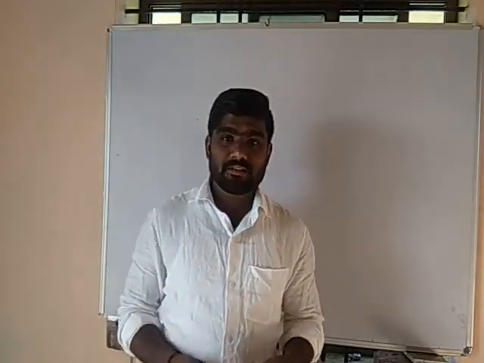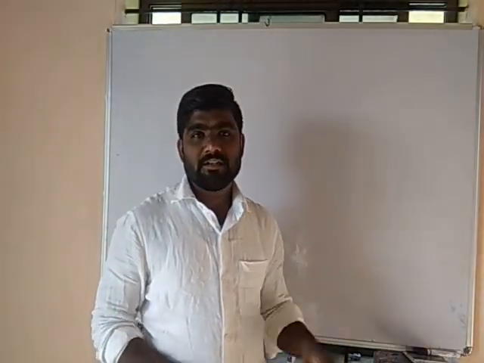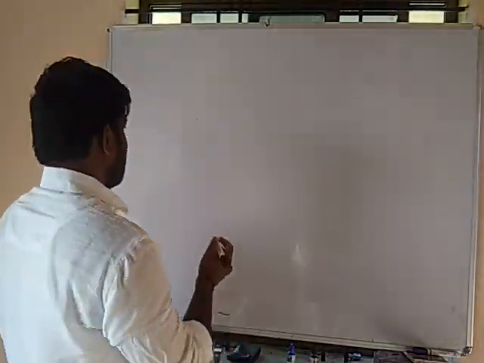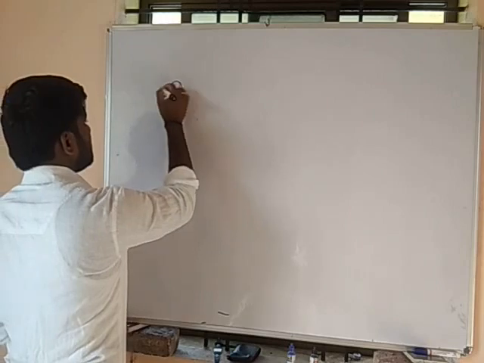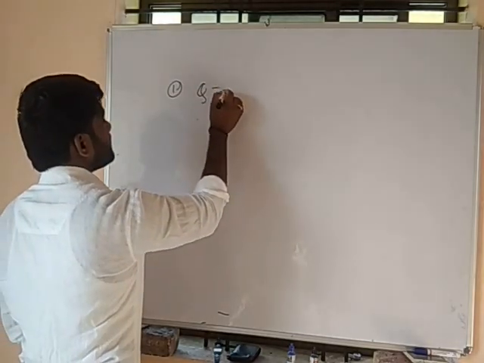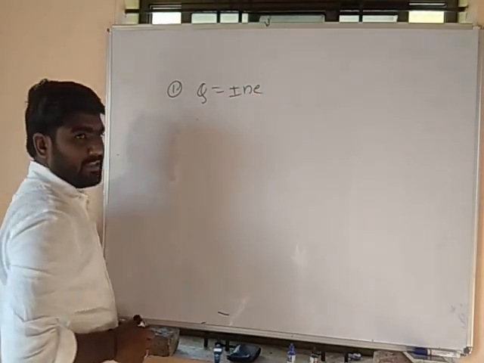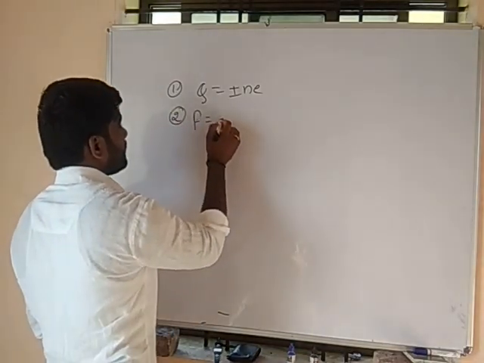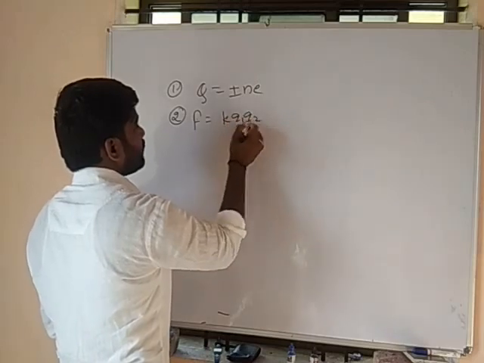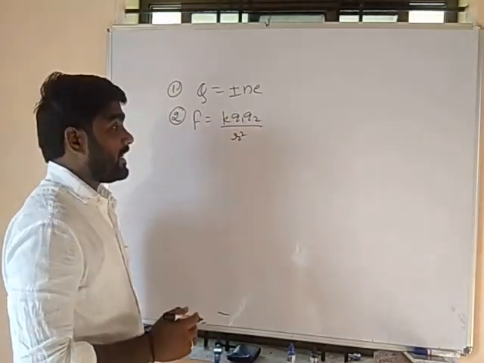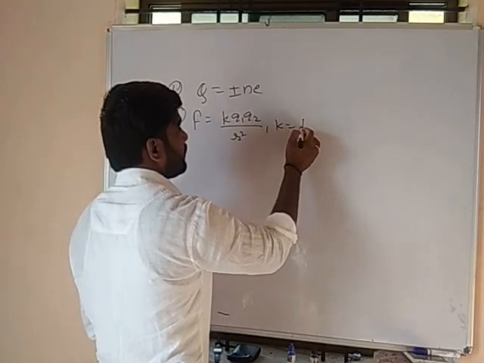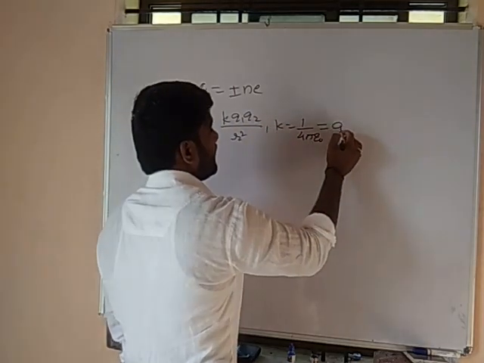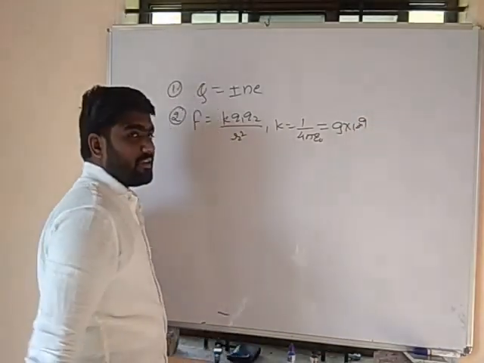Okay, dear students, now we will discuss some problems related to Coulomb's law. The main formulas required are, first, Q is equal to plus or minus Ne. Then the second formula is F is equal to K Q1 Q2 divided by R square, where K is equal to 1 divided by 4 pi epsilon naught, or 9 into 10 to the power 9.